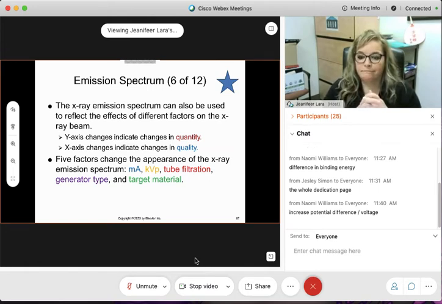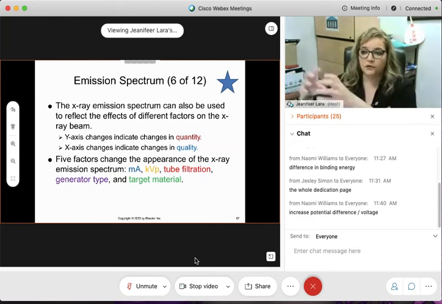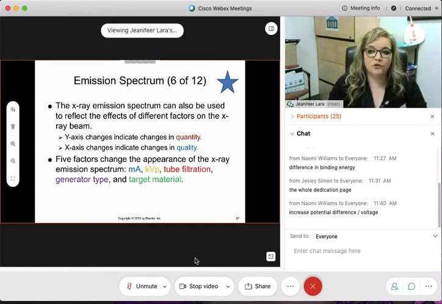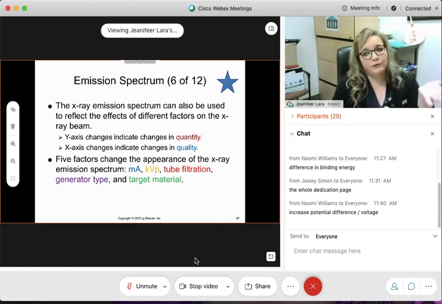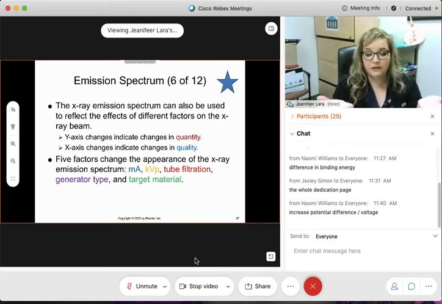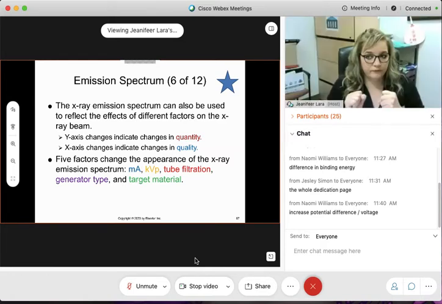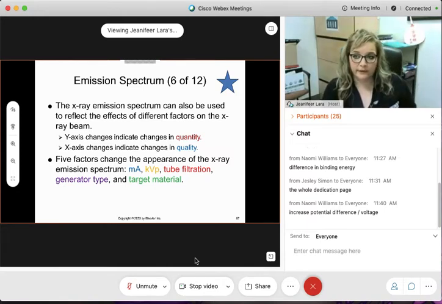If we double the KVP, because KVP controls energy, and mass controls quantity. So if we doubled the KVP, we went from 30 kV to 60 kV, then we doubled the energy. Make sense? So there's affecting, but then there is controlling.